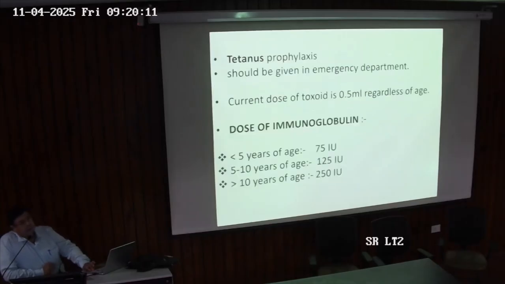As you know, tetanus prophylaxis is given to all patients with penetrating injuries. It is an anaerobic infection. So TT is given, 0.5 ml regardless of age. And in a patient where the history of previous tetanus immunization is not known, and the wound is likely to be contaminated, we give tetanus immunoglobulins.